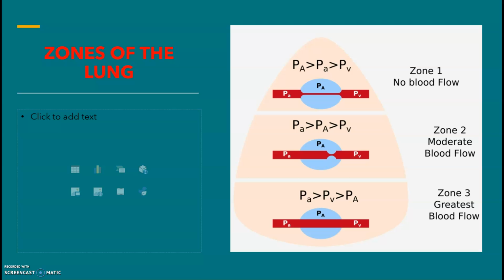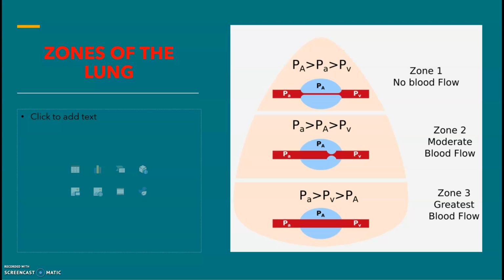And zone 3 is the opposite. We see lots of blood flow. However, we also see the least amount of ventilation in this area. Zone 2 is kind of like a Goldilocks area, where the amount of blood flow and the amount of ventilation is most equal.